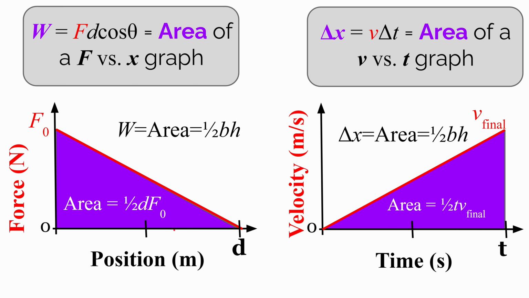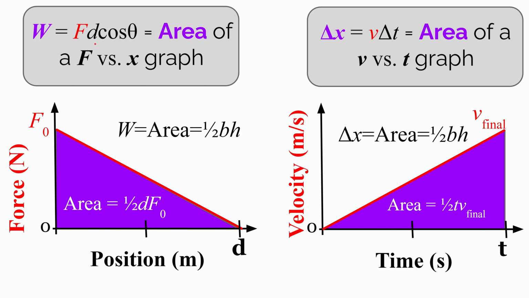And this is just a big general idea. If you have any graph, y versus x, the area of that graph is always y times x. So if we have a force versus position graph, the area of that will be the product of force times position, or force times distance.